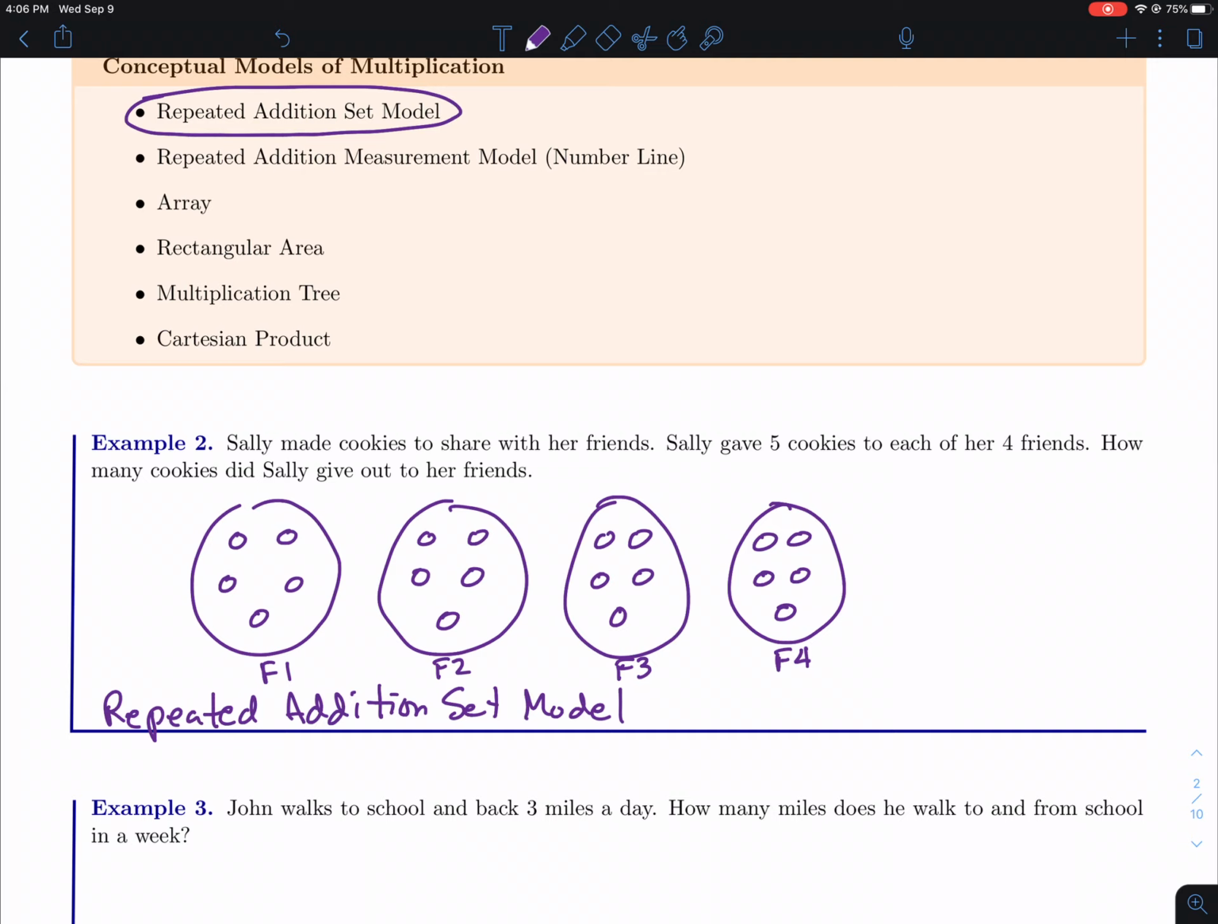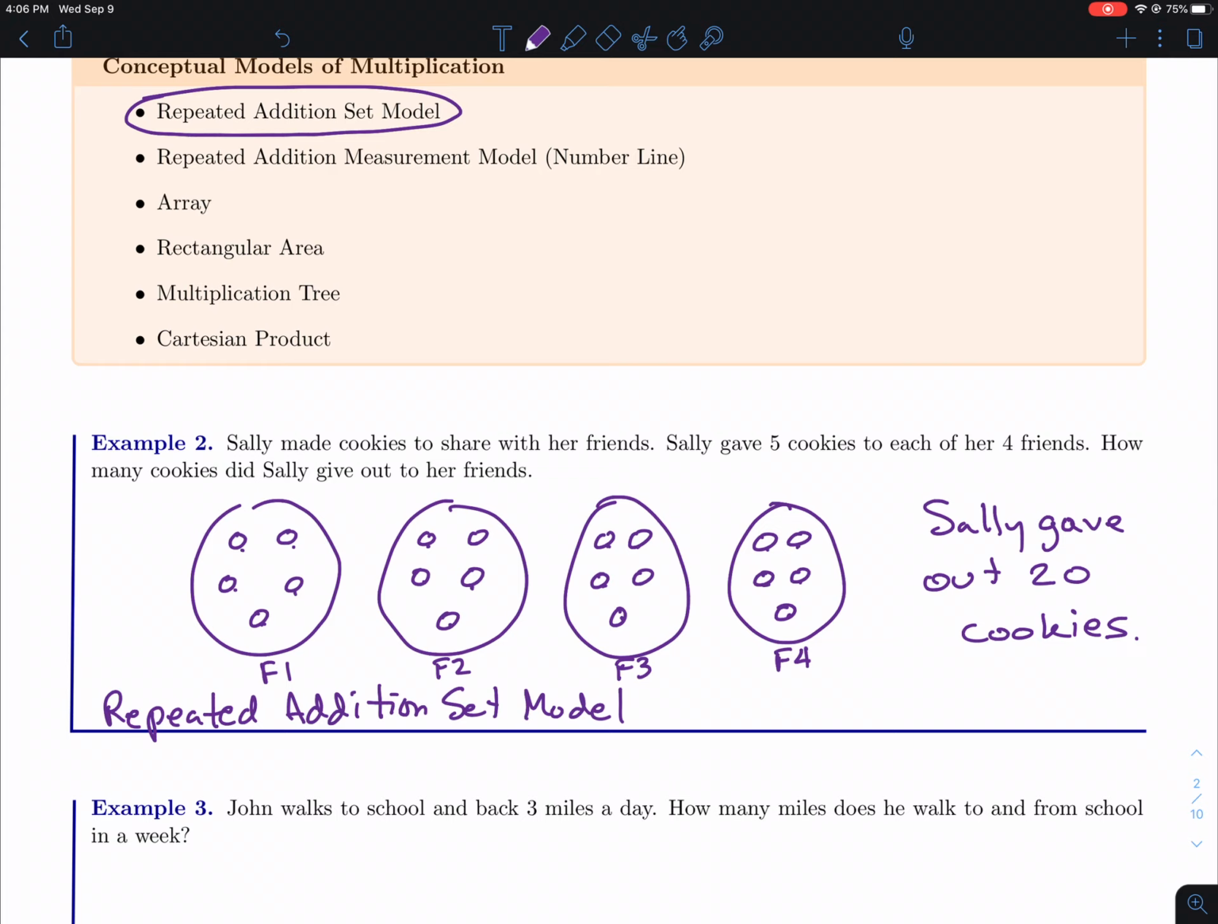So now what we want to do is count how many cookies we've got in each circle. So we've got 1, 2, 3, 4, 5, 6, 7, 8, 9, 10, 11, 12, 13, 14, 15, 16, 17, 18, 19, 20. So it looks like Sally gave out 20 cookies in that case.